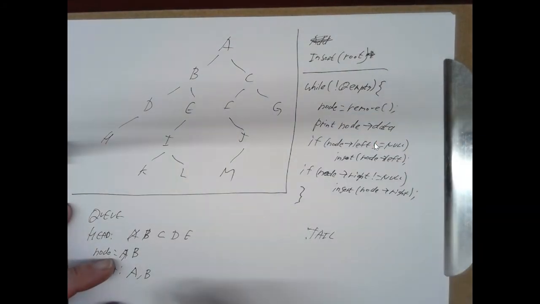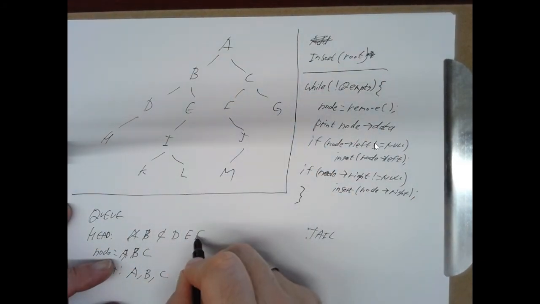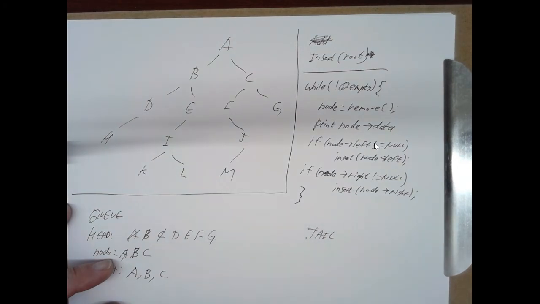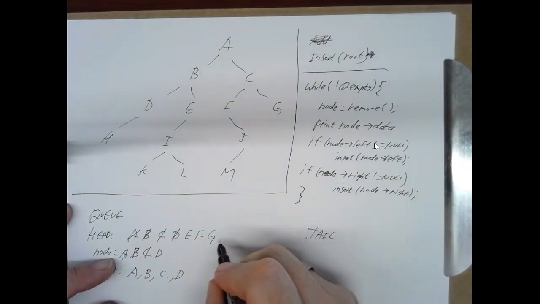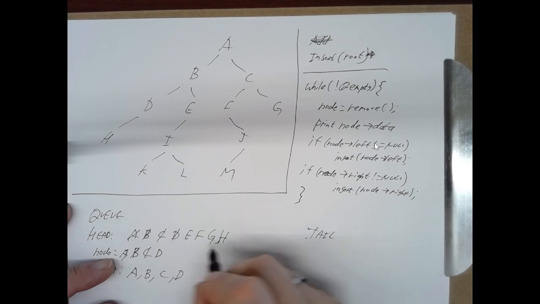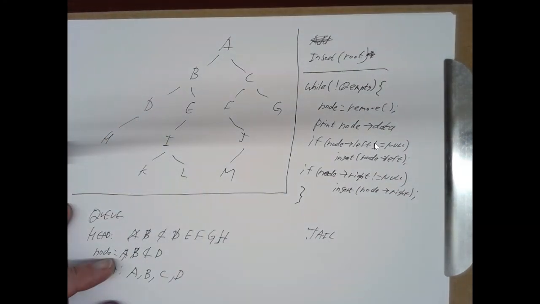So back to the top, remove the C, set node equal to that, print its data value, take its left child, add that to the queue, take its right child, add that. Go back to the top, remove the D, set node equal to that, print its data value, push its children into the queue. So it's only got a left child, which is H. There's no right child, so we don't insert anything there.